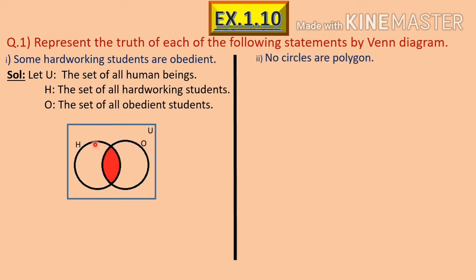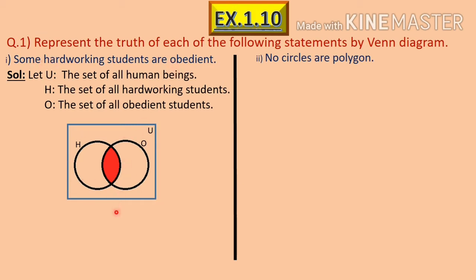See over here. This is the set H, which is the set of all hardworking students. This is set O, which is the set of all obedient students. Now, some hardworking students are obedient. That means there are some students who are hardworking as well as obedient. So those students come in this intersection part. Fine. So this is the Venn diagram to represent the given statement.